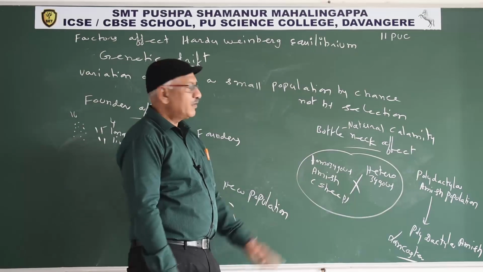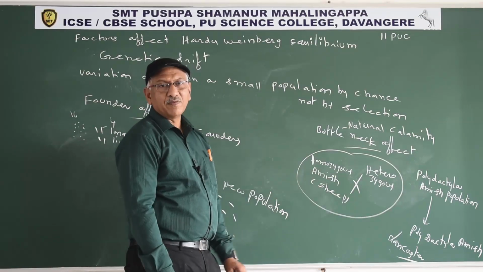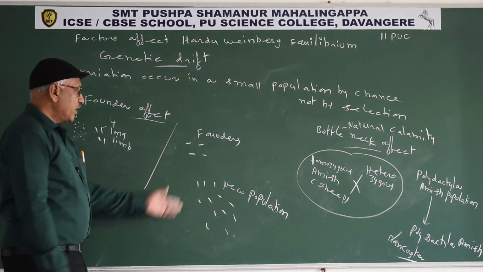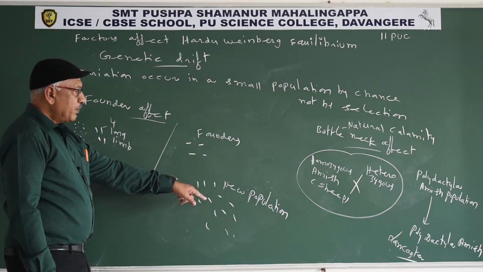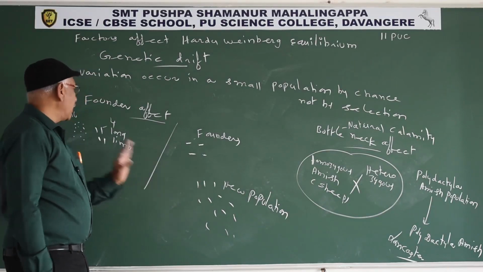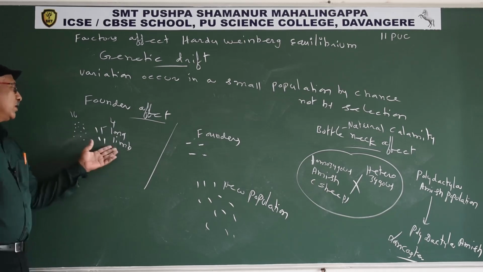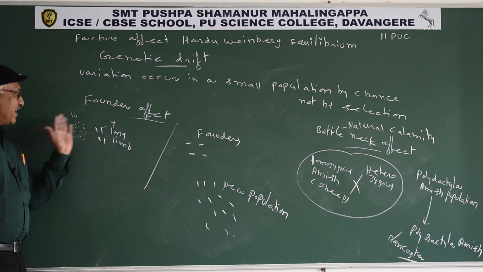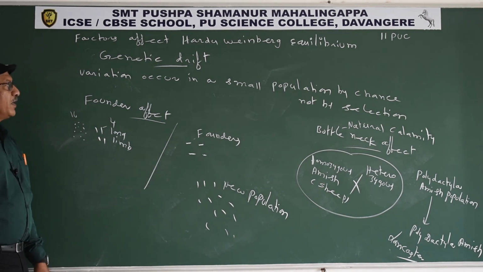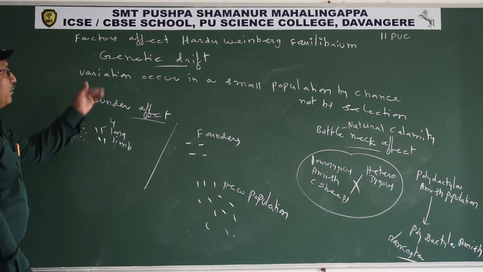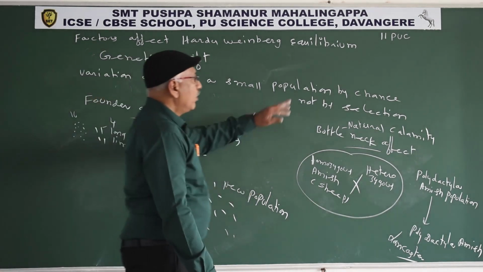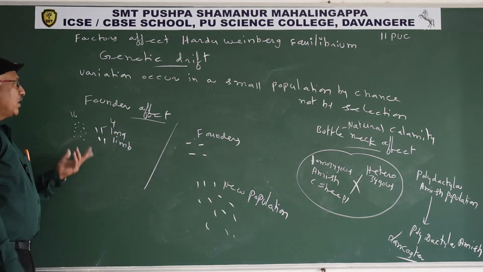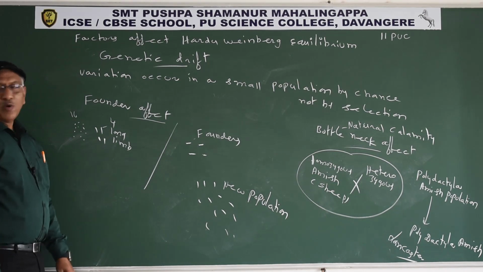Change occur in the allelic frequency, change occur in the genotypic frequency. Here also in founder effect, the new population contain one phenotype, a particular type of phenotype and genotype. But in original population, 2 phenotypes, 2 or 3 genotypes. So change occur in the allelic frequency and genotypic frequency. So genetic drift, variation occur in a small population by chance, not by selection, is known as genetic drift. Examples: founder effect and bottleneck effect.